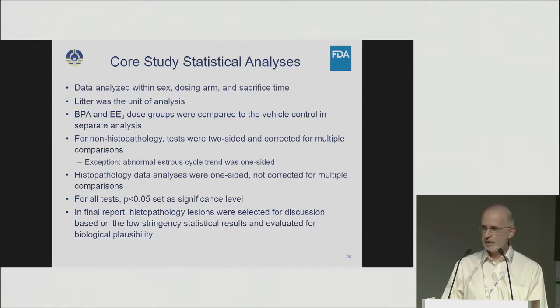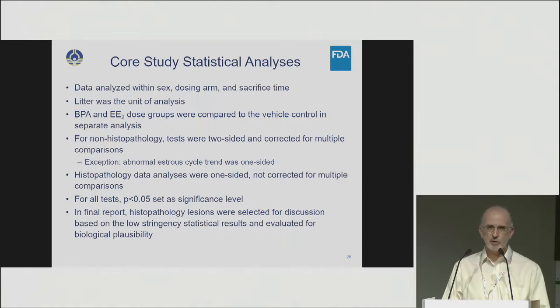A point to be made about the way we did the statistical analysis. We analyzed the data within sex, dosing arm, and sacrifice time. Litter was the unit of analysis in all cases. We did not use littermates. We did BPA and EE2 dose groups compared to controls separately. The non-histopathology tests were two-sided and corrected for multiple comparisons for the most part. Histopathology analysis was done consistent with the way that the NTP does these analyses. They were one-sided, not corrected for multiple comparisons. So these were very non-stringent conditions. 0.05 was set as the significance level.